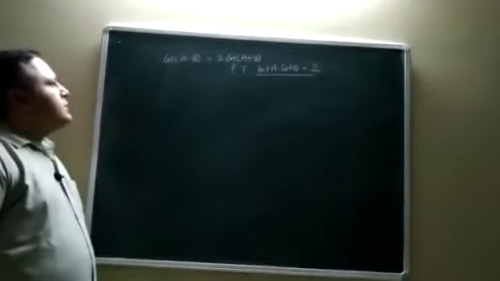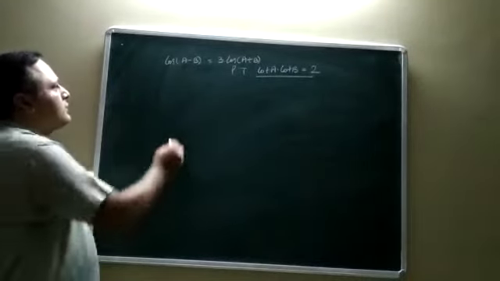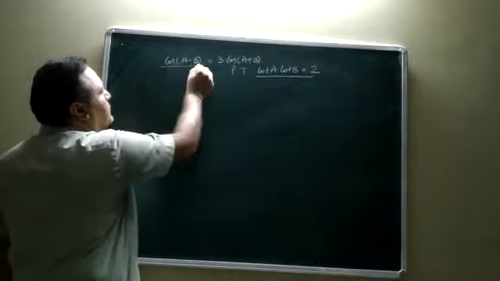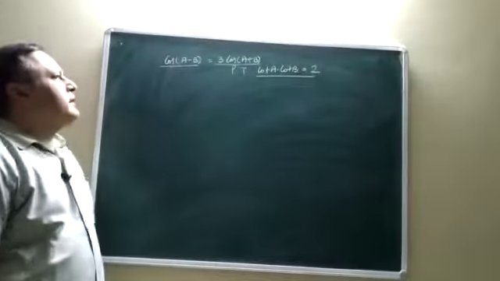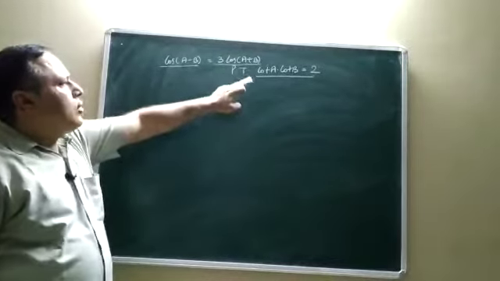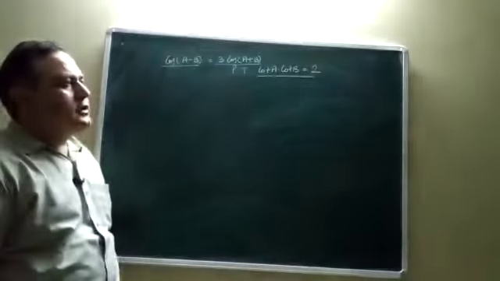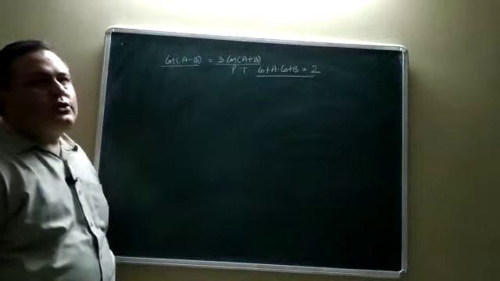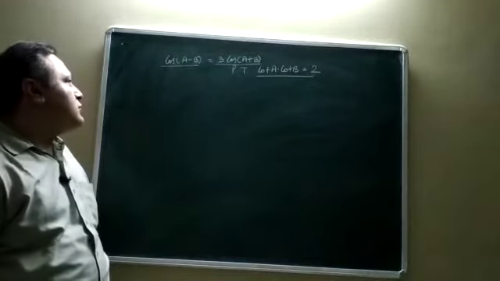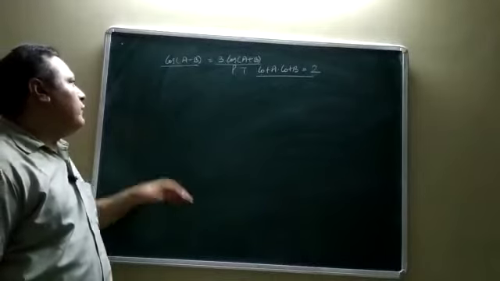Now see, there is one more question. Cos of a minus b is equal to 3 times cos of a plus b. You have to prove that cot a into cot b is equal to 2. Now, whenever this type of question is given to you, how do we simplify this question?